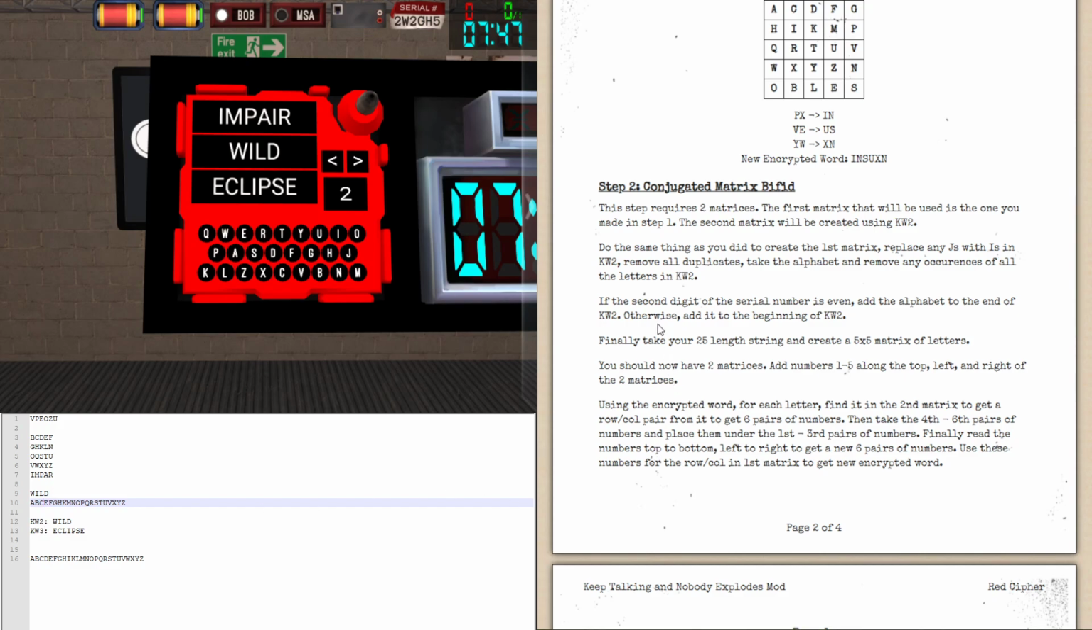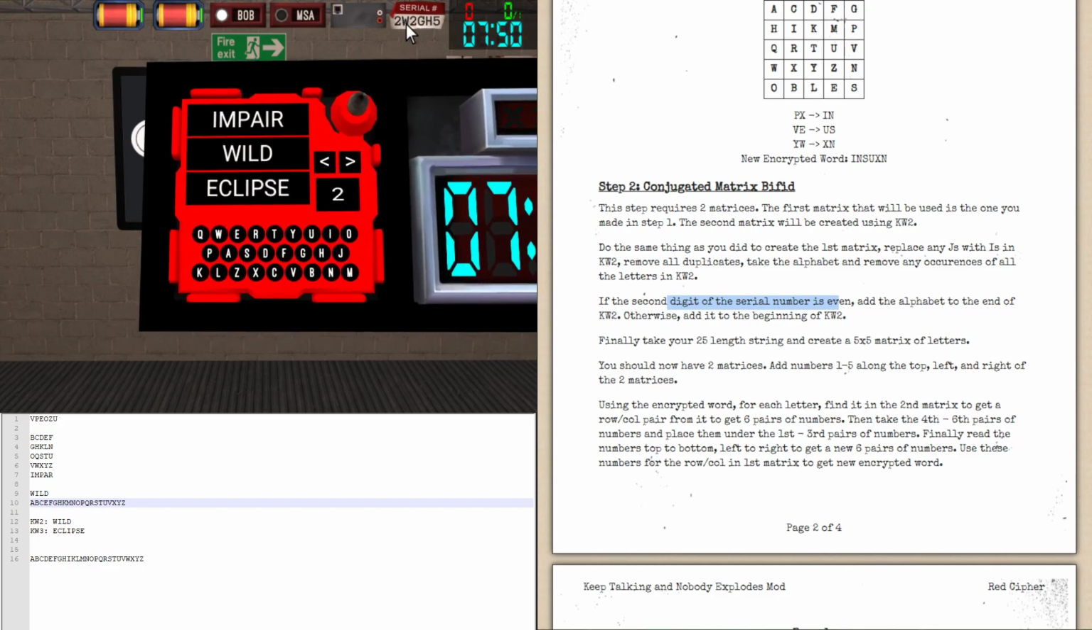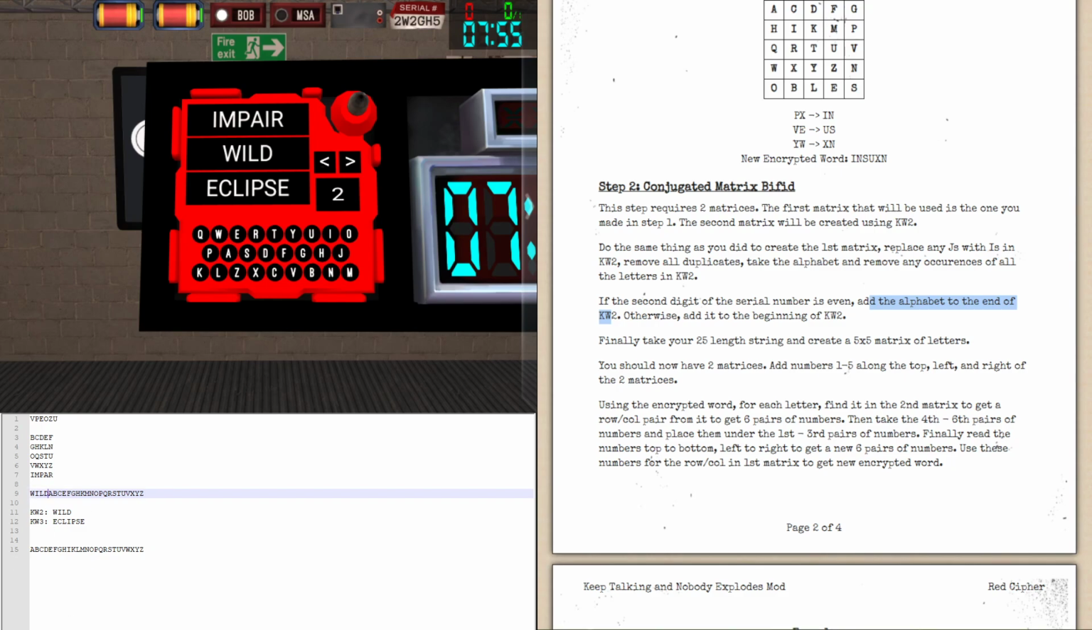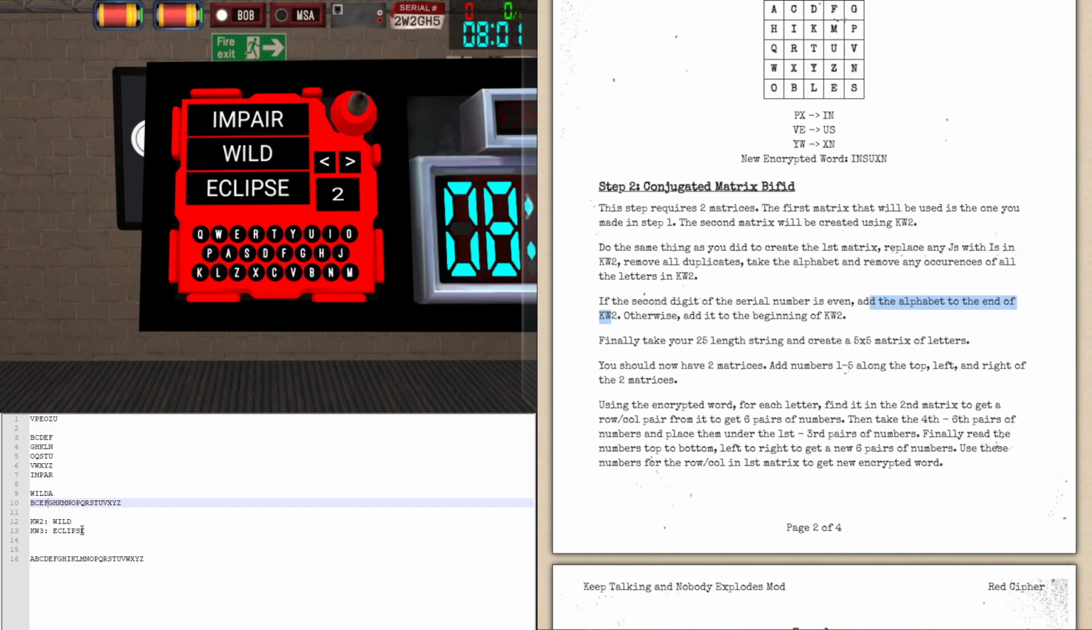Then, if the second digit of the serial number is even, which the second digit is definitely even, we're going to add the alphabet to the end of the keyword. And in such case, you put it after the keyword as opposed to before the keyword. And then we're going to split it off into a 5x5 matrix. Now, for each letter of our encrypted word here, we're going to find our letter in the second matrix. And we're going to record the row, then the column of where it is in that matrix. So the V is in the 5th row in the second column.